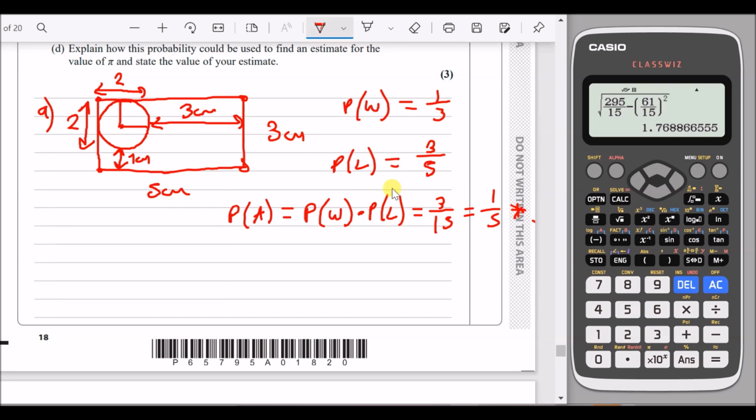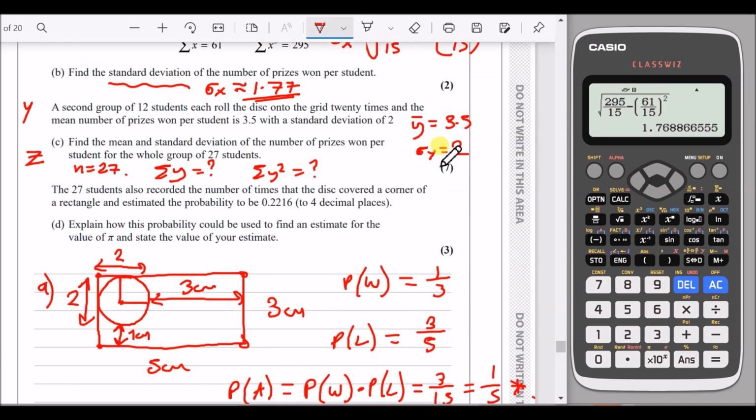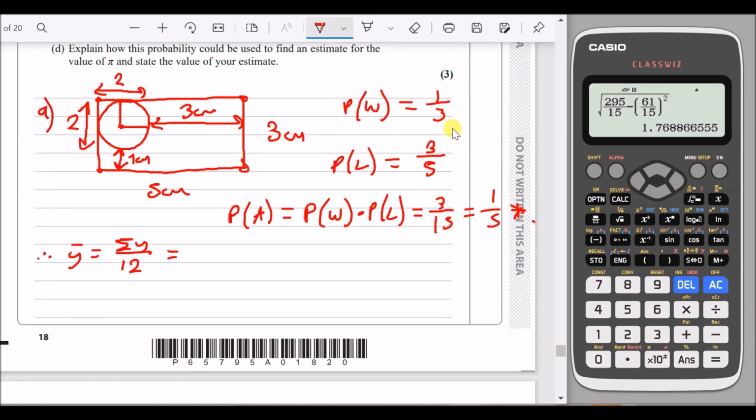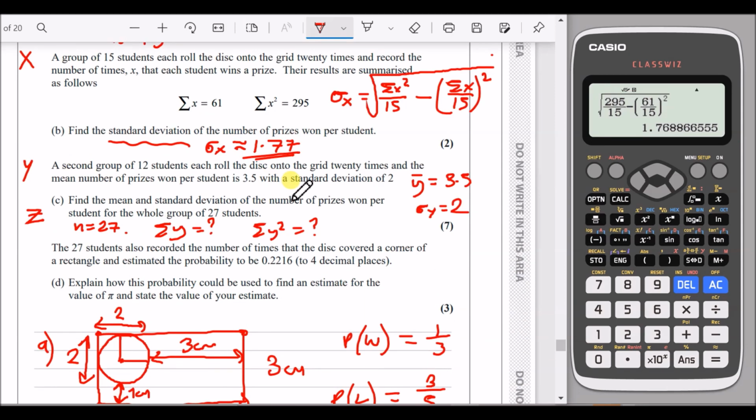So over here we can say y bar equals the sum of y over n. N in this case is 12. We know what y bar is. Y bar is given to be 3.5. So all we do is therefore times this 12 across. This will give us a sum of y result of 42. So that's one thing done. So now we got the sum of y is 42. So that's good. Let's just update this result here. Our final result will be over here on this page.